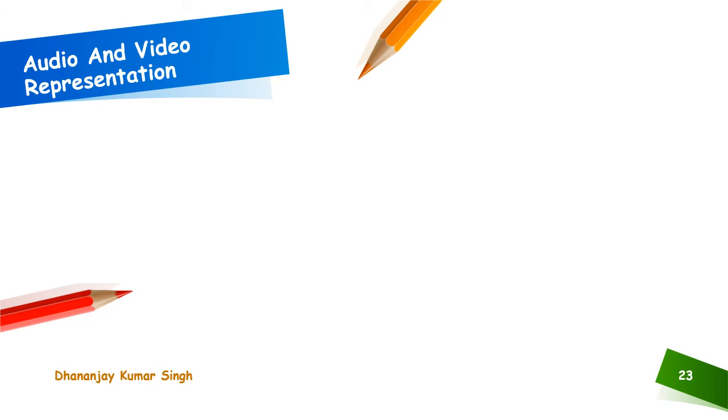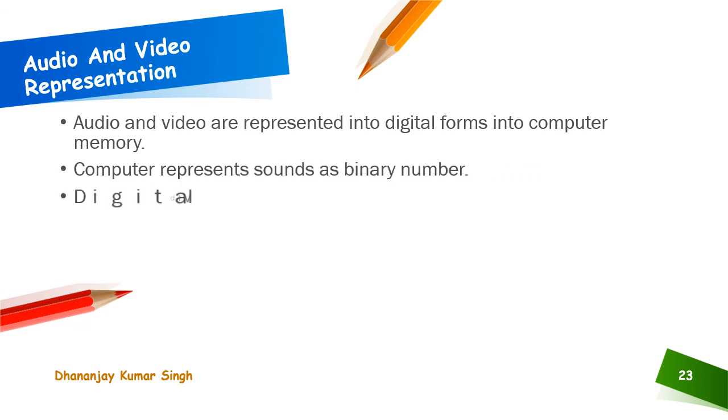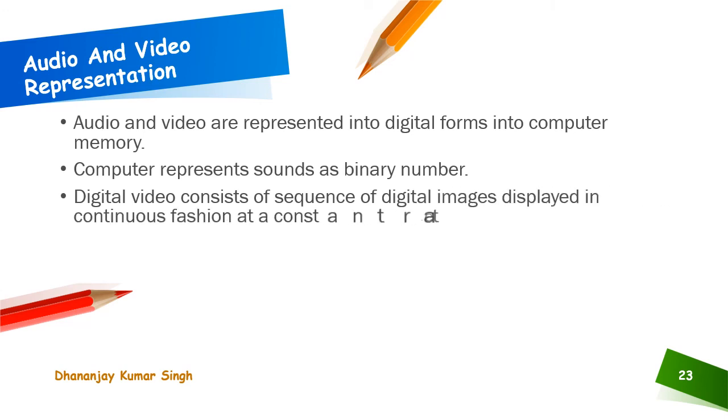Now we are going to understand how to represent audio and video in computer memory. Audio and video are represented in digital format. The computer represents sounds as binary numbers. Digital video consists of a sequence of digital images displayed in continuous fashion at a constant rate.